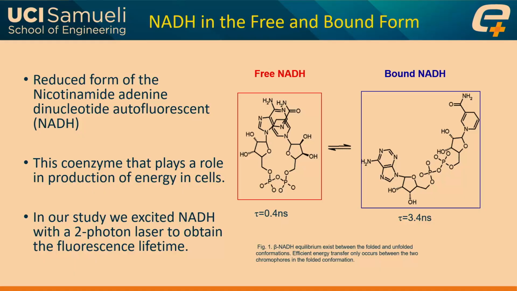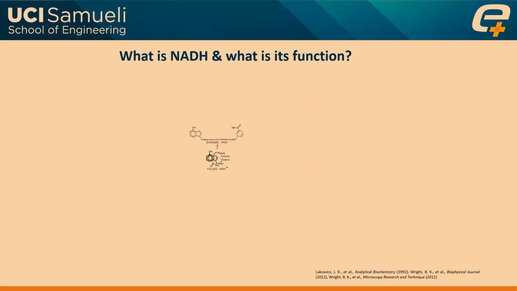And this is a really interesting molecule because it has a very short lifetime when it's free. So what you see is the nicotinamide and the adenine group overlap and it's essentially quenched. So the intensity is very low and the fluorescence lifetime is short. When an enzyme binds to the reduced form, NADH, this opens up and the lifetime gets longer and the fluorescence intensity is quite bright.